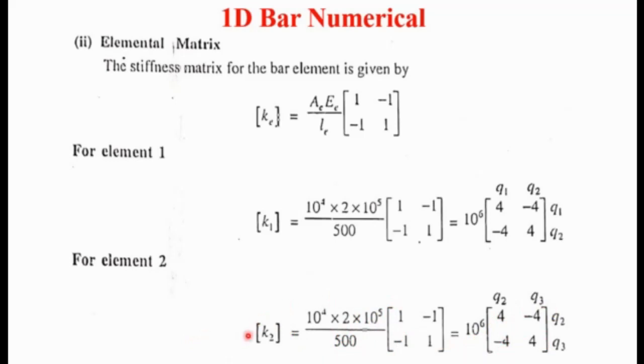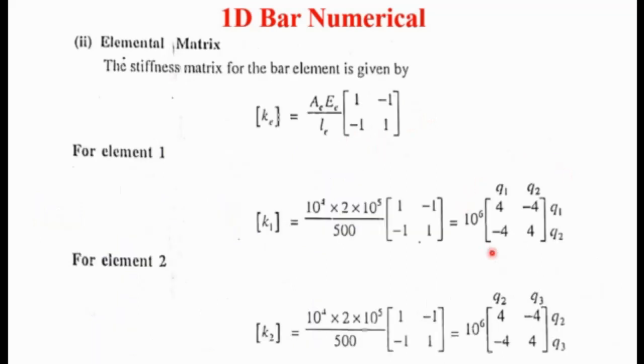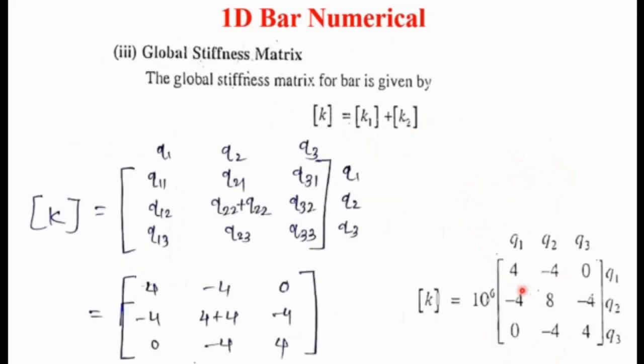Now after calculating the stiffness matrix for each element, we have to find the global stiffness matrix. The global stiffness matrix for the given elements is K equal to K1 plus K2. So we have to add the K1 matrix and the K2 matrix to get the K matrix.